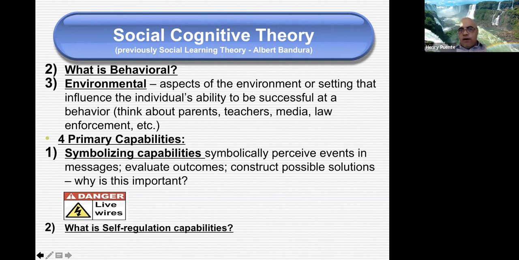Again, think about who you are as an individual. Number one is symbolizing capabilities: symbolically perceive events in messages, evaluate outcomes, construct possible solutions. This is really important because not everything should be a learned behavior. In other words, you shouldn't learn lessons from doing, right? So for instance, if you see a sign that says danger, live wires, you shouldn't reach out and grab the wire to see what's going to happen to you. You're going to die, right?